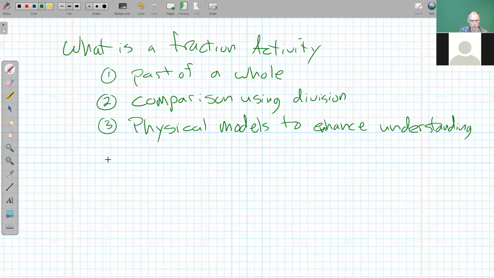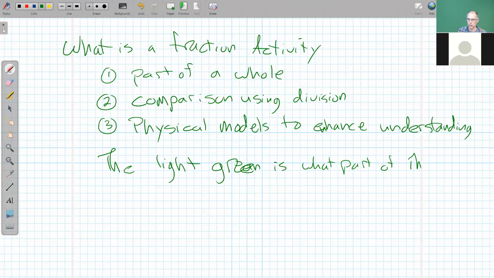So again, trying to answer the question, the light green is what part of the red? We got to kind of expand our definition of part or fraction. Fraction isn't always a part of a whole, but it is related to some whole here. In this case, the red is kind of acting as our whole. And so our light green is that one right there.